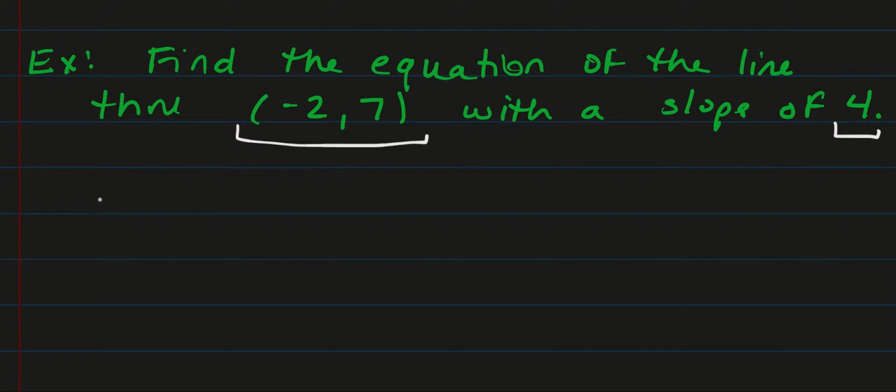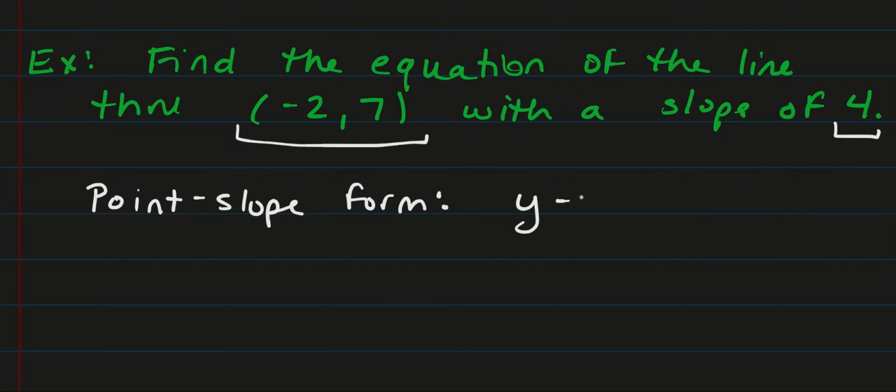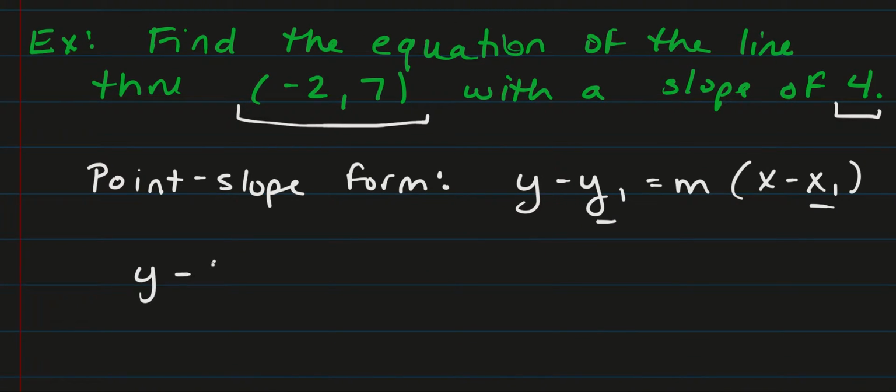The first thing I always do is I write the point slope form of the line. So the point slope form is y minus y1 is m times x minus x1. Here, the x1 and the y1 go with our point, so we need to put in negative 2 where we see x1 and 7 where we see a y1, and then we need to put 4 where we see the m. So let's do that. So we have y minus 7 is equal to 4 times x minus a negative 2.